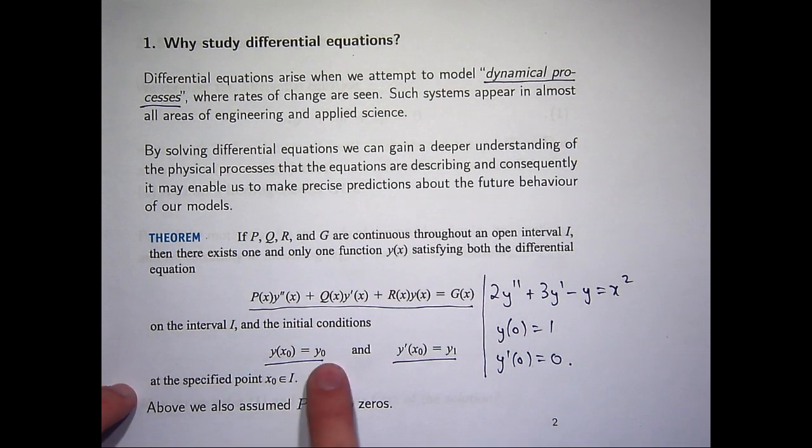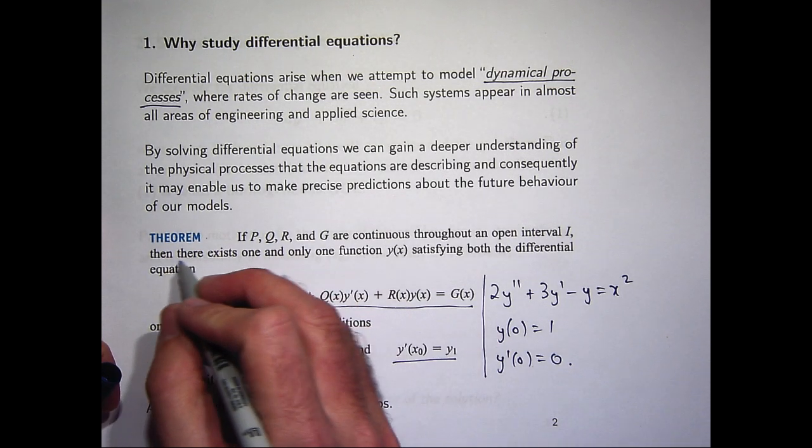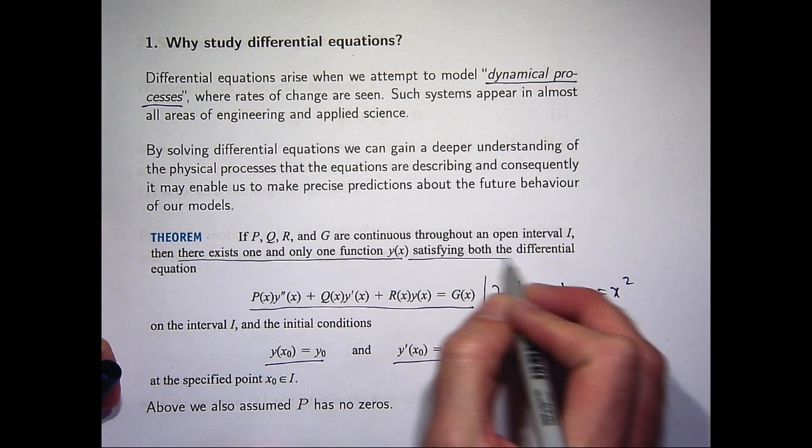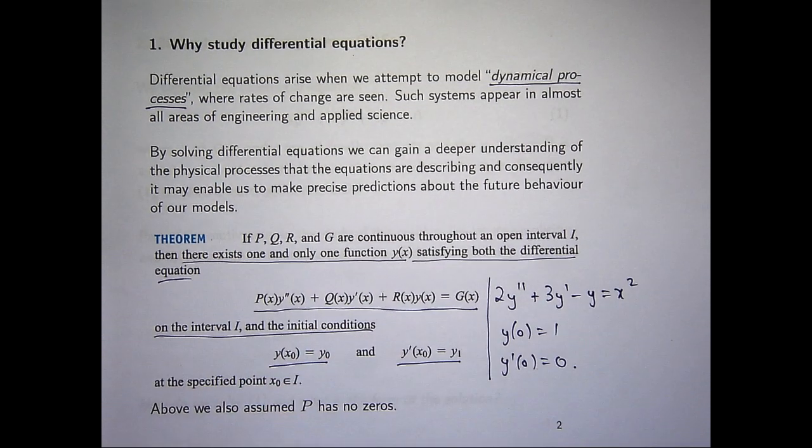Now, the theorem that is kind of surrounding the equations under consideration is very powerful. Suppose that these coefficient functions, these p, q, r, and g, are all continuous functions, and that p is never zero, has no zeros. Then the initial value problem, a general initial value problem, has one and only one solution.